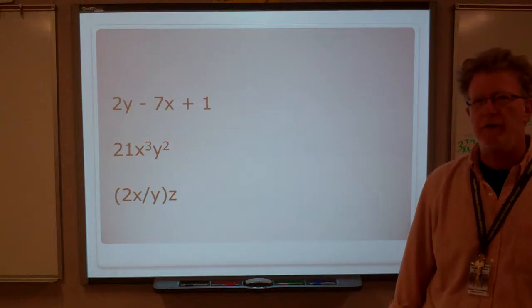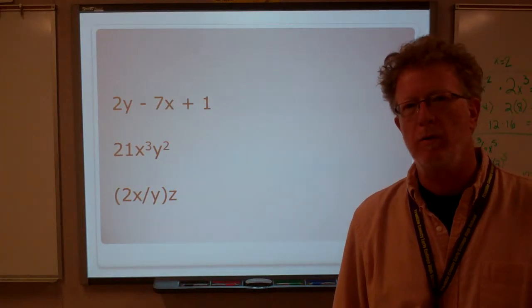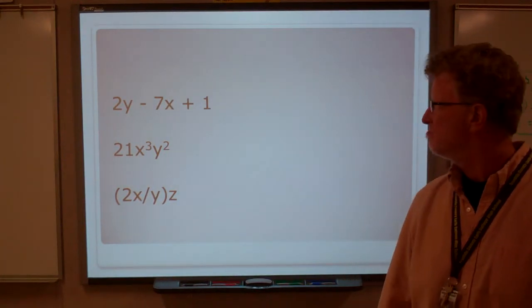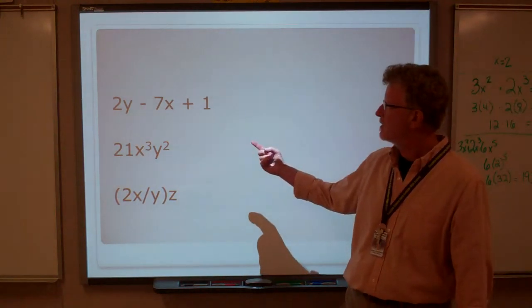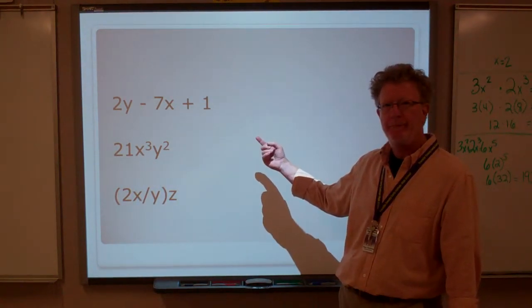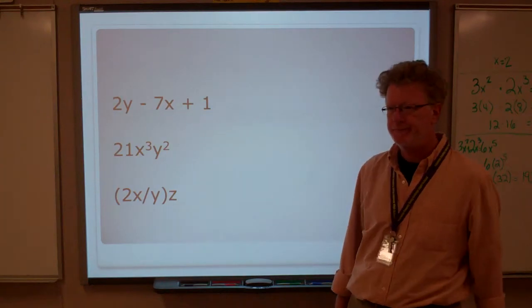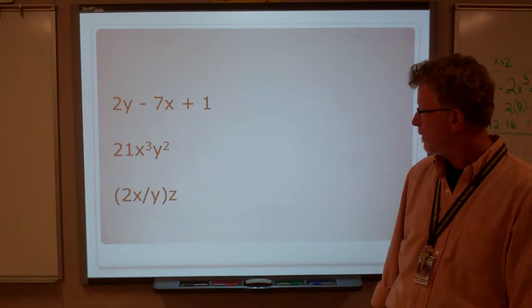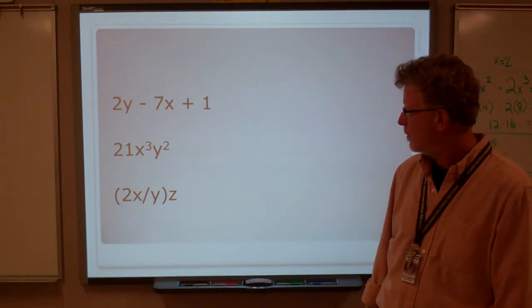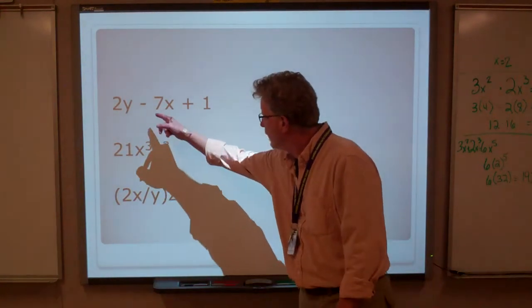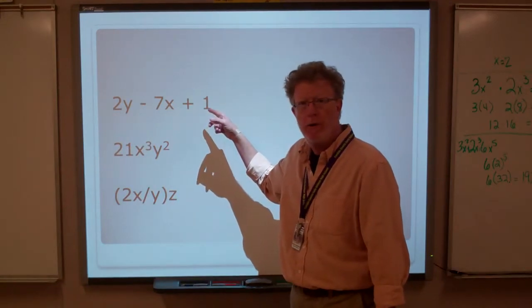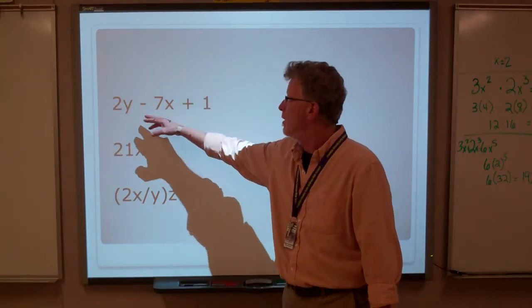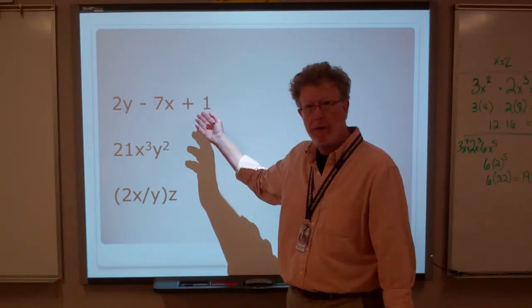Now, tell me if each of these are a polynomial or not. 2y minus 7x plus 1. Give it some thought. Okay, I hope you said yes because this is a polynomial. There's no numbers in a denominator anywhere. We're subtracting and adding monomials.